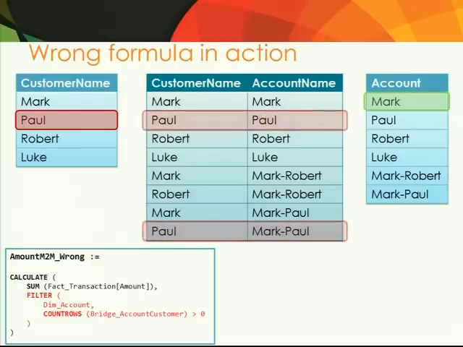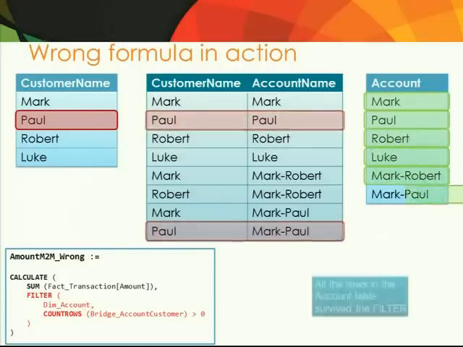Because nothing is happening. I'm just iterating over the account table. Nothing changes in the filters because I'm just iterating over the account table. And nowhere is it written that while iterating over the account table, there is a filter that should be applied on the bridge table. So 2 rows are visible when I'm iterating over Mark. Count rows will return 2. And at the end, count rows is greater than 0. Thus, filter will make Mark survive. Then we filter Paul. Nothing changes. Robert, Luke, Mark and Robert, and Mark and Paul.